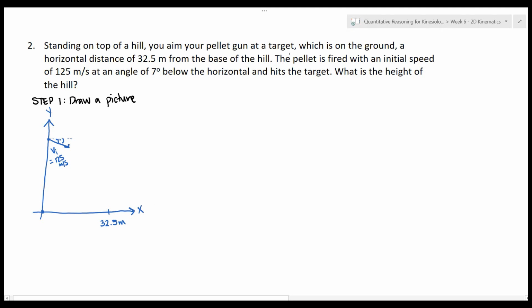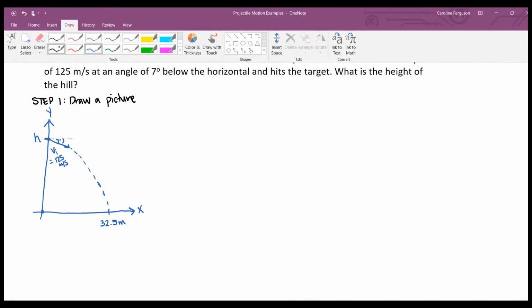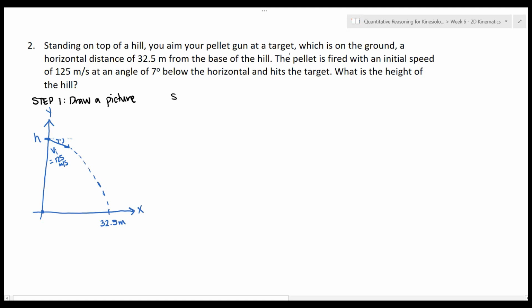Let's draw the trajectory of this pellet. So it's looking like a parabola, and it's going to hit the ground here at 32.5 meters. And the question is asking, what is the height of the hill? So this value up here is what we're looking for. Again, we can choose whatever variable we want to put in that place. I'm going to call it h for height. Okay, so we're looking for the height of the hill. That's it. Step 1's done. We'll move on to step 2.